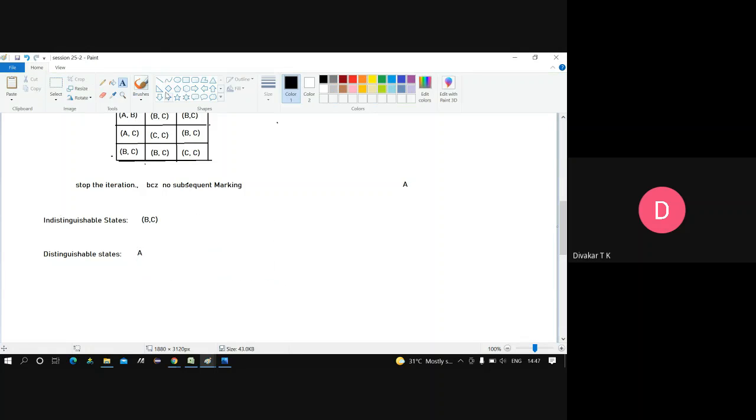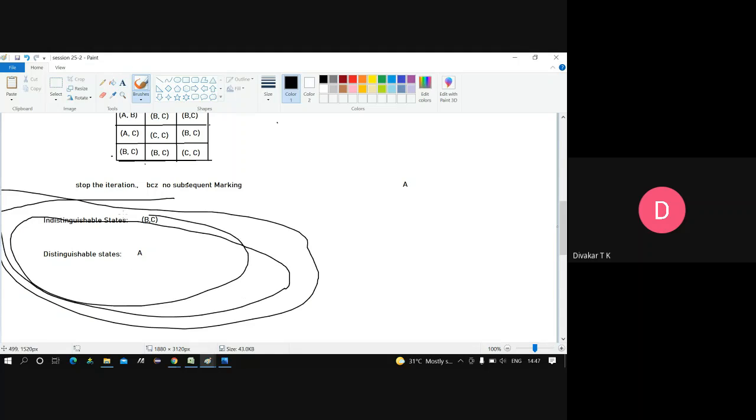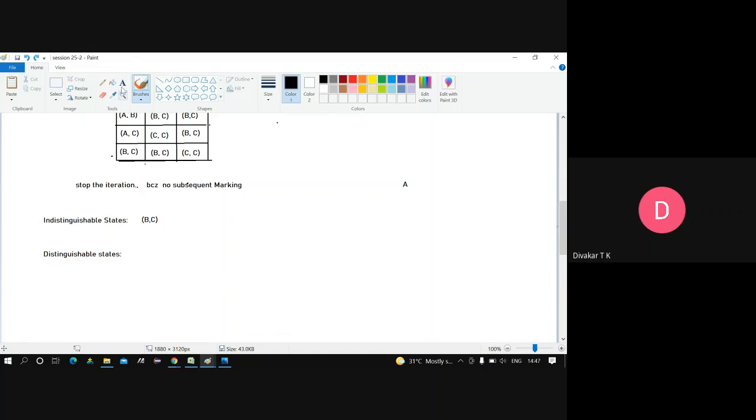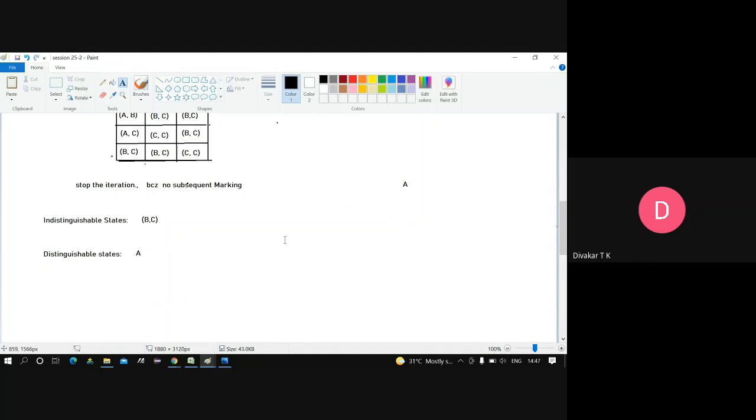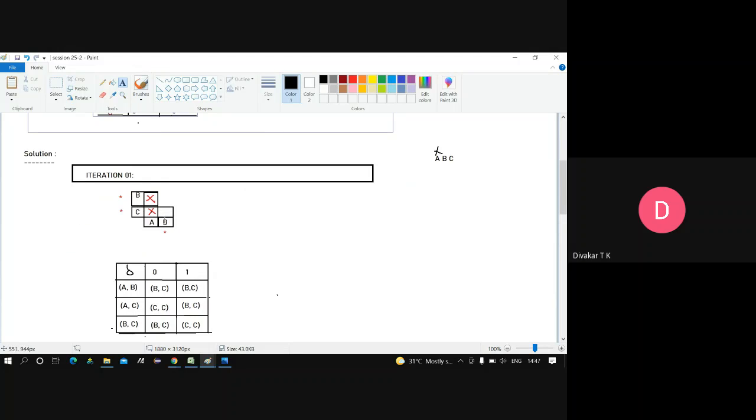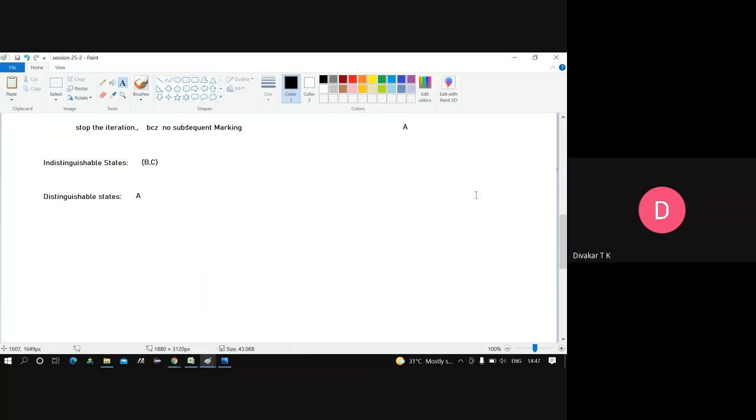If you don't know this step, you cannot go to the next step. It is the most important step, distinguishable final, because you won't be able to draw the next diagram. Whichever cell is empty, that will be the indistinguishable states. Leaving those states, what is remaining will be the distinguishable states.